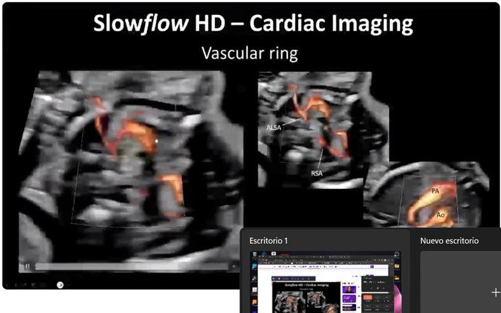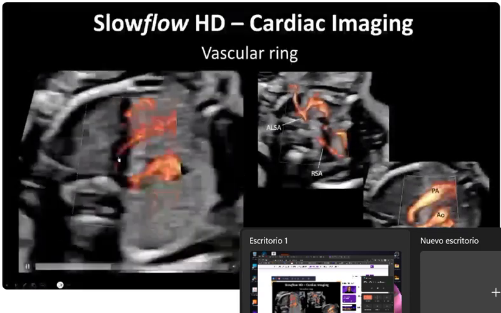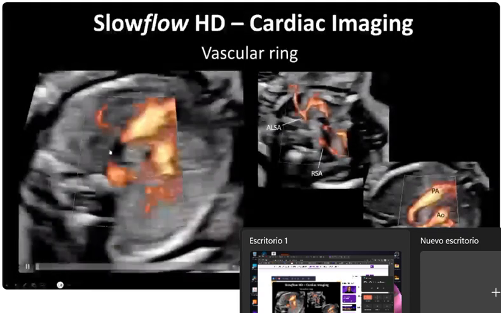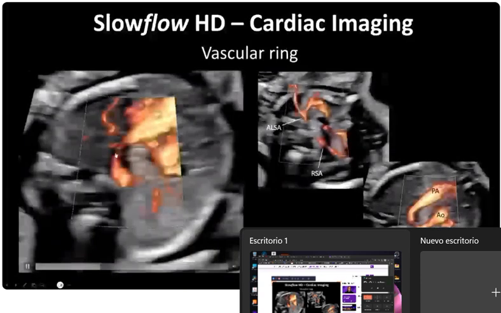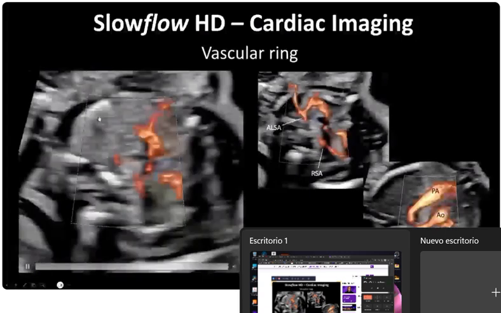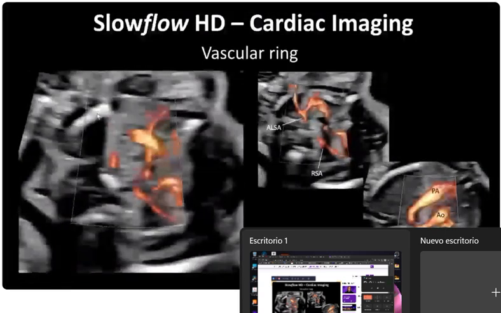This is the example of the vascular ring, which is formed by the left-sided ductus arteriosus, right-sided aortic arch, and we can clearly see on this clip the origin of the right subclavian artery and the aberrant right subclavian artery, which makes this case the vascular ring.